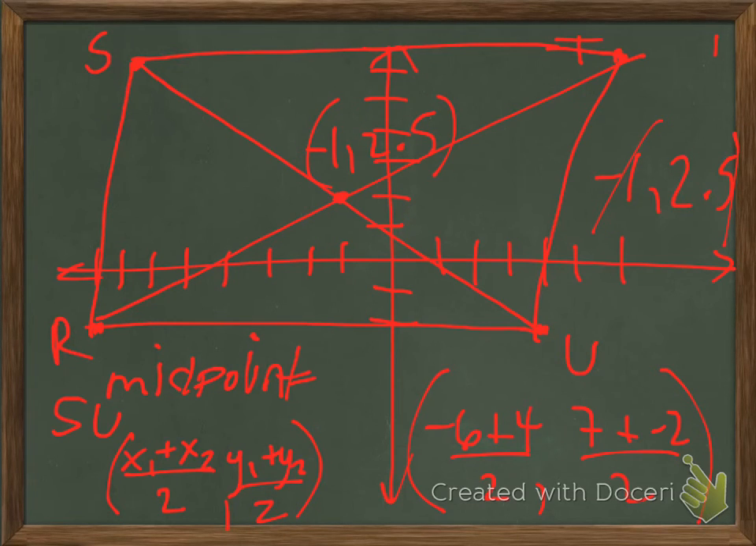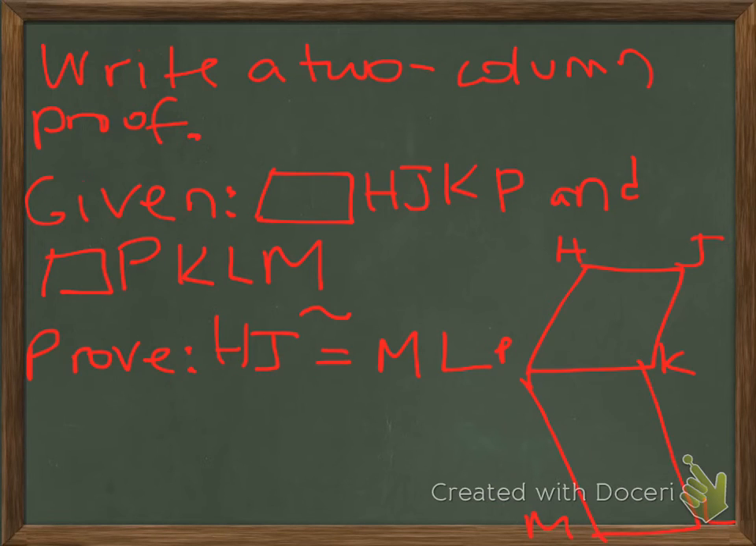The last one is we're going to write a 2-column proof here. We have 2 parallelograms. We need to prove that HJ is congruent to ML. So we first can say that, well, they're 2 parallelograms. That's what our given is. So we write that. And notice the parallelogram symbol is just the symbol. It looks like a little bit of a slanted rectangle.